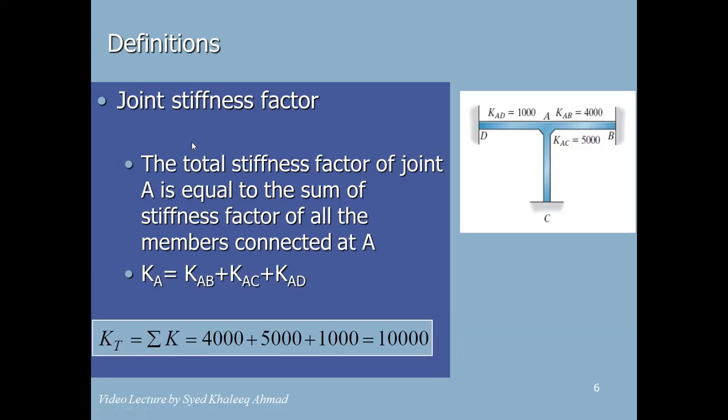We also have to find the joint stiffness factor. If there is a joint and at this joint there are many members connected, then the summation of all the stiffness factors for the members which are connected at A will give you the joint stiffness factor. As in this case, if you look here, stiffness for AD, stiffness for AB, stiffness of AC is given, for example, then the total stiffness or the joint stiffness for A will be calculated as the sum of these three stiffnesses. This will be required to find our distribution factor at a joint.